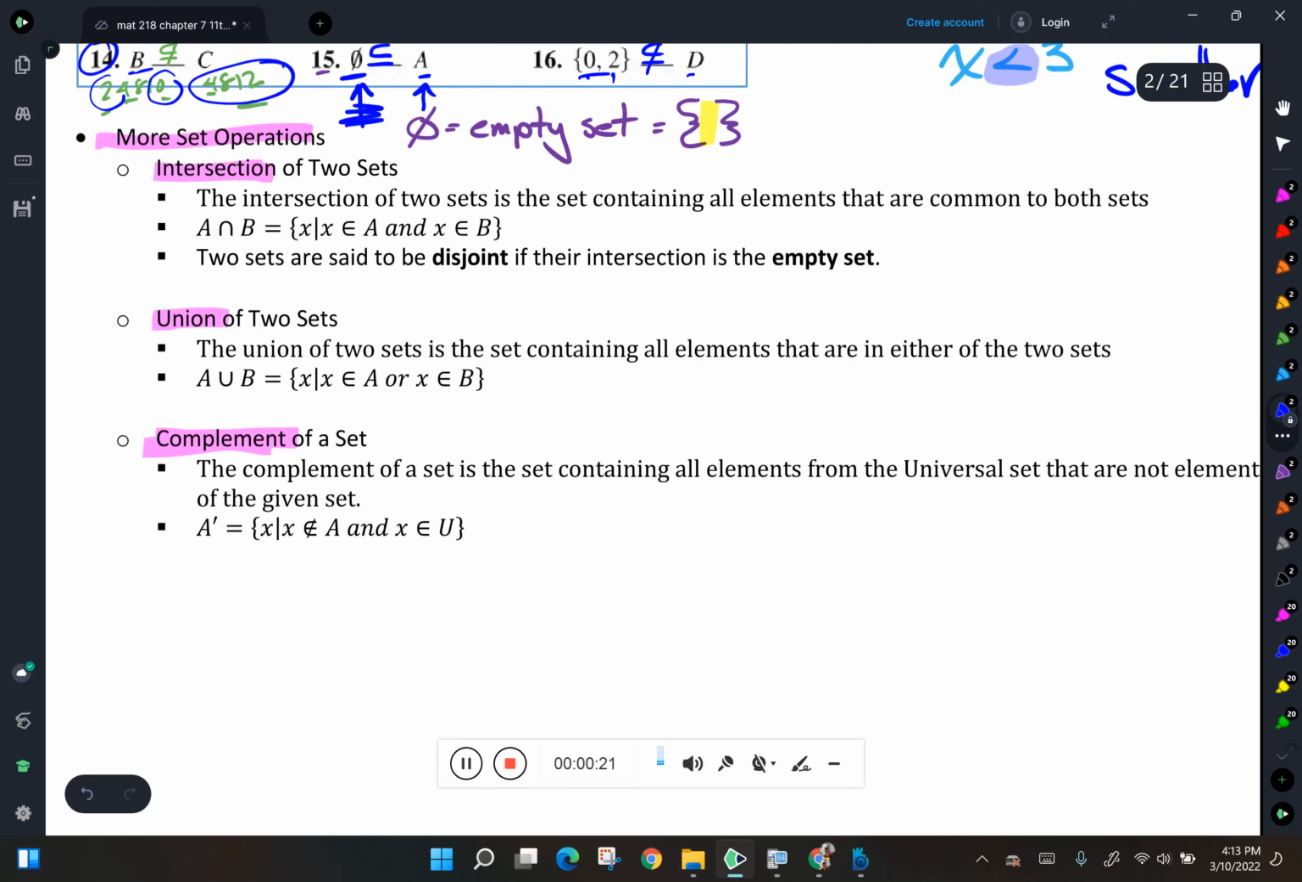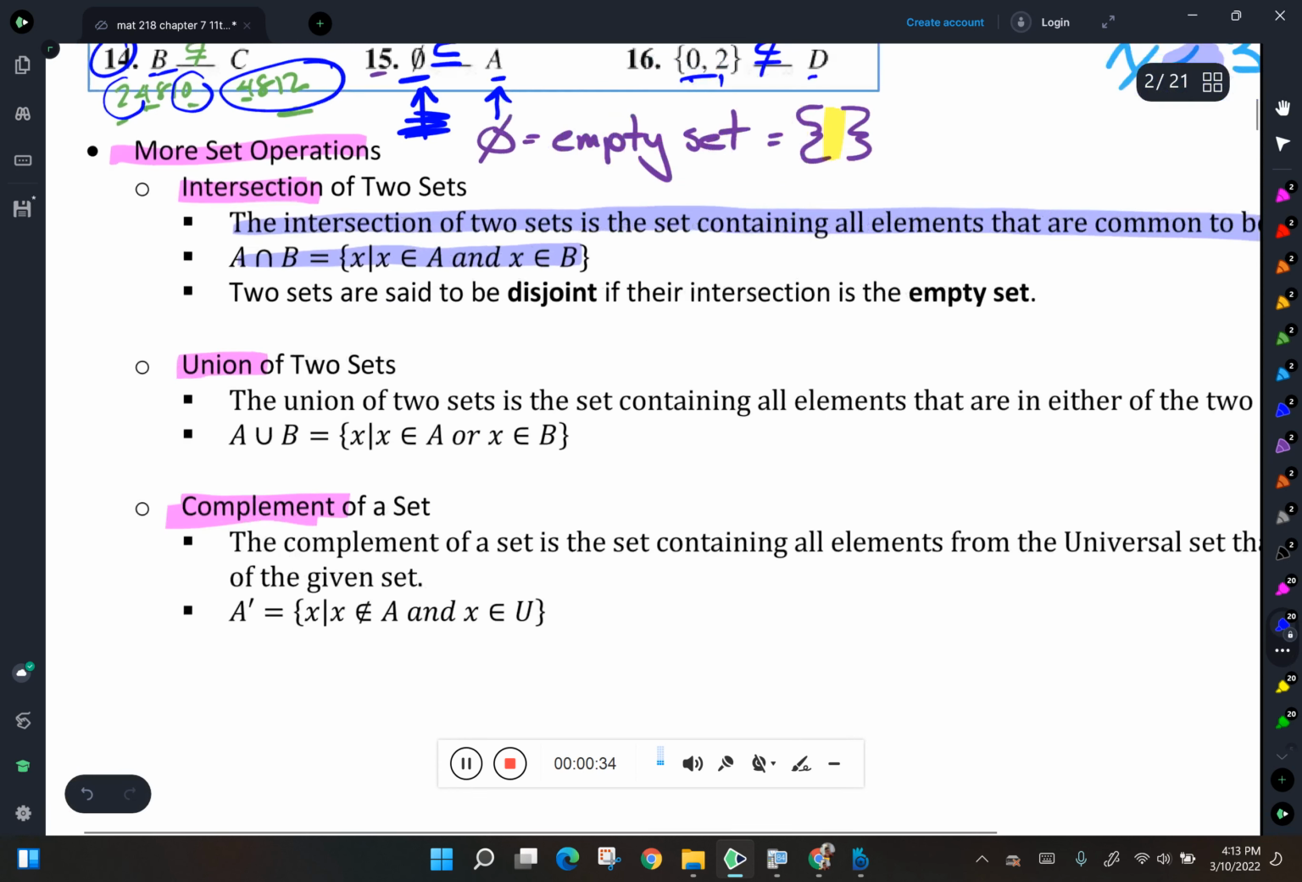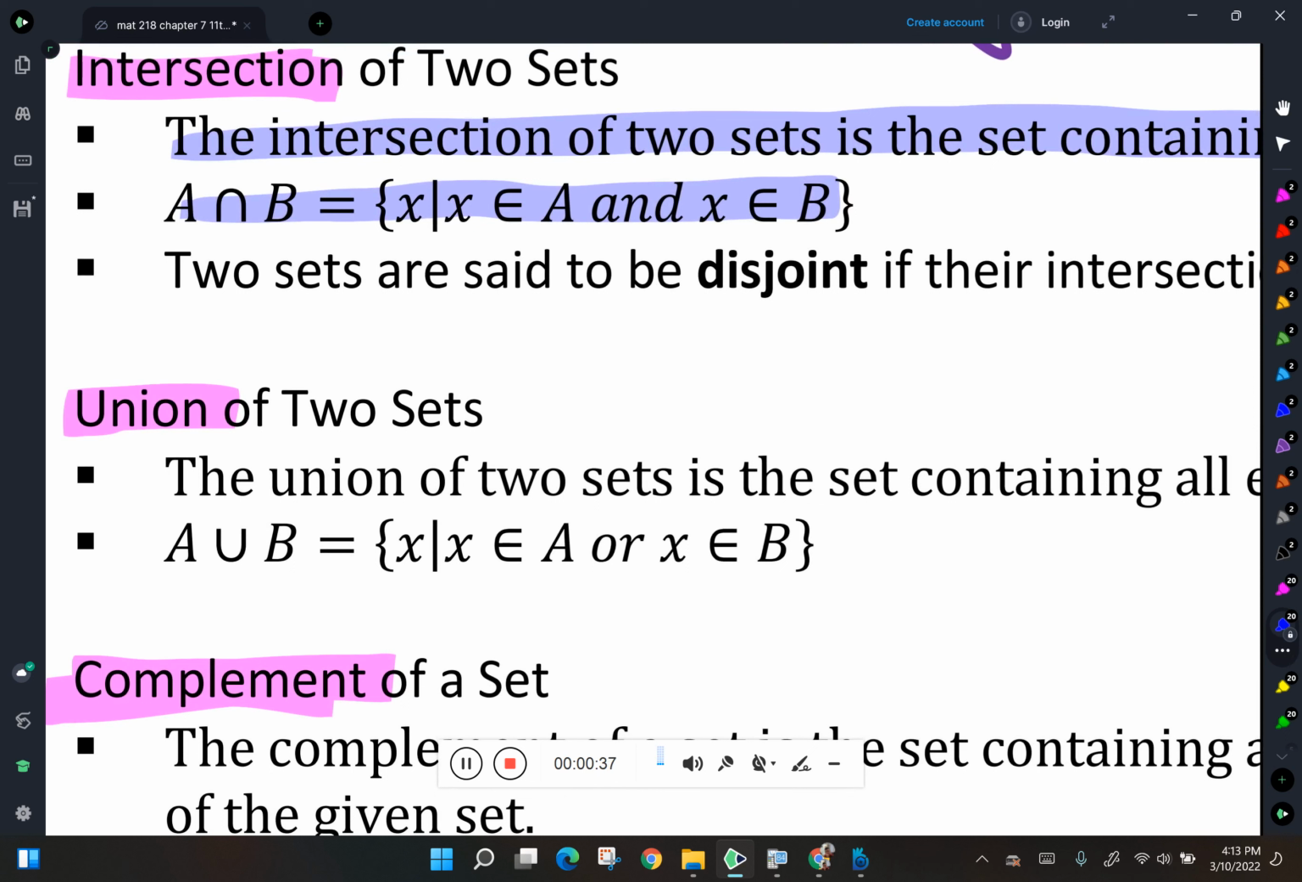Now, the mathematical definition of the intersection of two sets says that the intersection of two sets is a set containing all elements that are common to both sets. Right? This would be the set builder notation of that. And so we've got our symbol on the left-hand side. This is going to be our symbol for the intersection. It kind of looks like an upside down U, though it's not really a U. And it reads the set of all x's such that x is an element of A and also an element of B. So it is all the elements that they have in common.